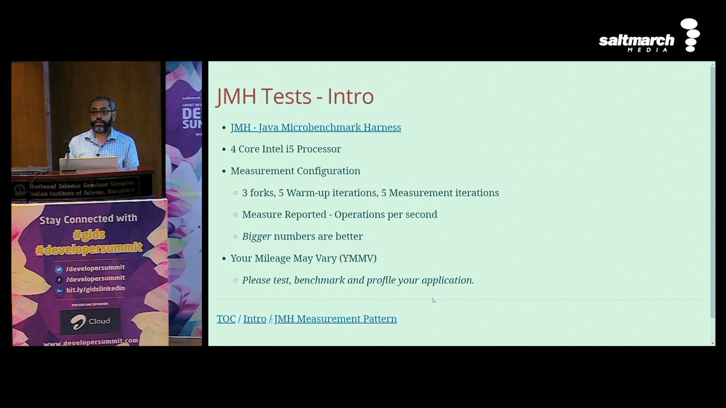5 warm-up iterations and 5 measurement iterations. Now what is that? So 3 forks means the test runs across 3 different forks, and 3 different forks will run 5 measurement iterations each. So in total we've got 15 measurement iterations, and then they get collected and averaged out, and JMH actually gives you a nice report that you can just copy paste.